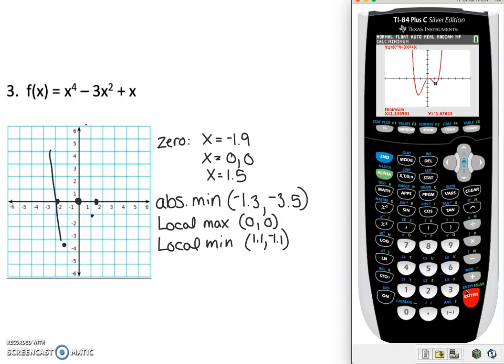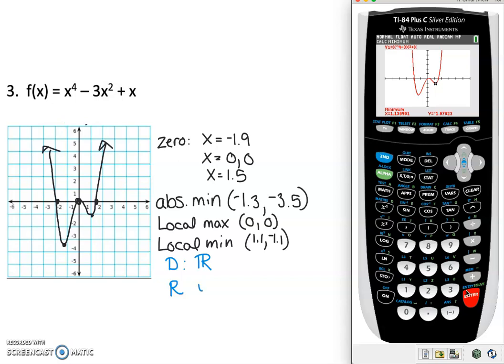Goes through, here's the absolute lowest, bounces off, goes through this, and back up. Final two things I need would be my domain and my range. So my domain is all real numbers because it goes forever left and forever right. And my range is different. Lowest it goes is right here, and then it goes forever up.